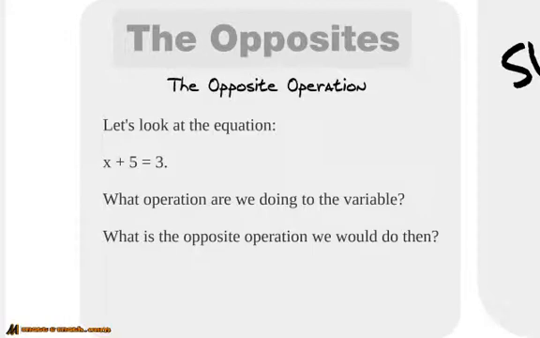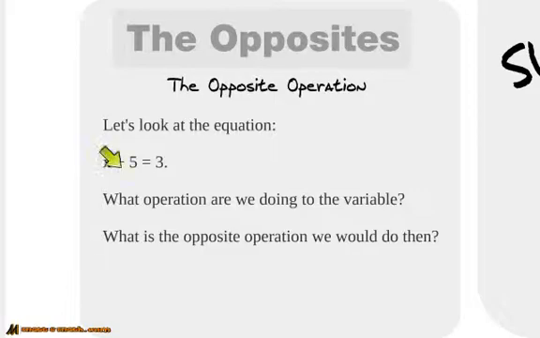All right. So the opposite operation, that's what we're going to look at. Okay. Well, let's write this equation down. X plus 5 equals 3. We're going to solve through this equation. We're going to work through this now. What operation are we doing to the variable? If you look at the variable, what operation are we doing? We're adding 5. Okay. What's the opposite of adding 5?